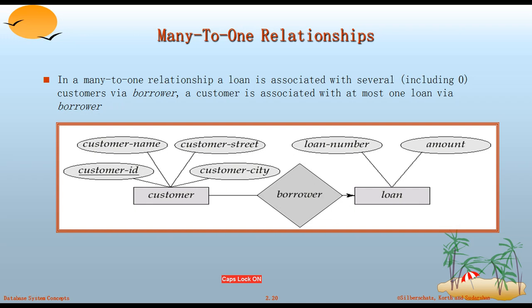Next one is many-to-one. It is just the opposite of what we saw in the earlier slide, which was one-to-many. Here it is called many-to-one. A loan is associated with several, including zero, customers via borrower. A customer is associated with at most one loan via borrower, so it is called many-to-one.